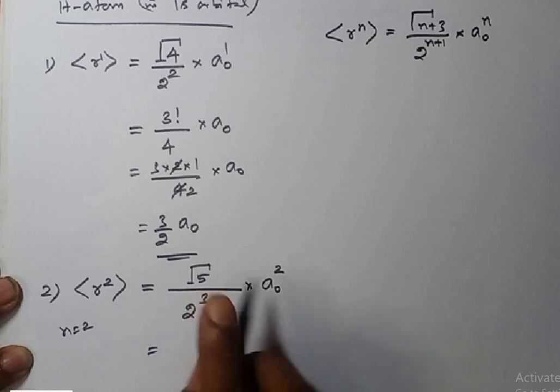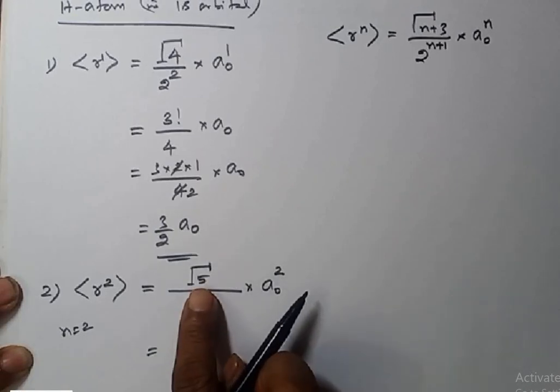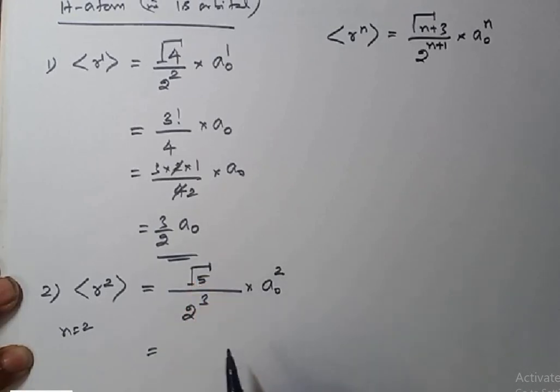What is gamma function of 5? Remember, this is not square root. This is gamma function of 5. What is gamma function of 5? 4 factorial. What is 4 factorial? 4 into 3 into 2 into 1. What is 2 cube?